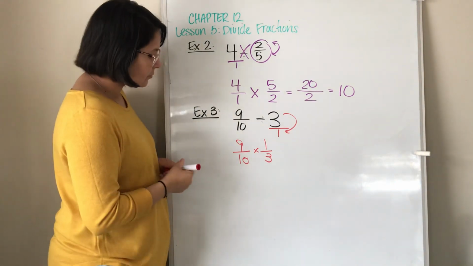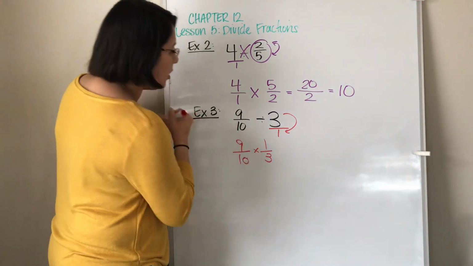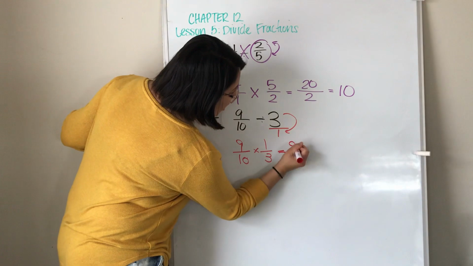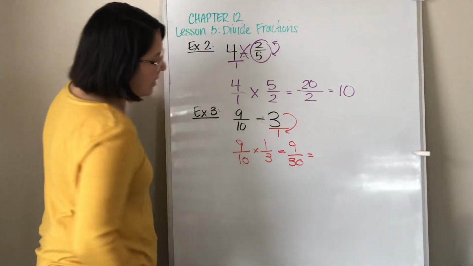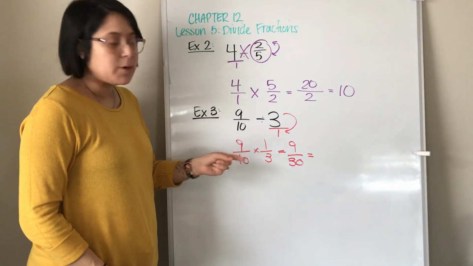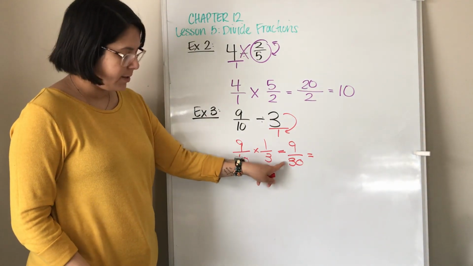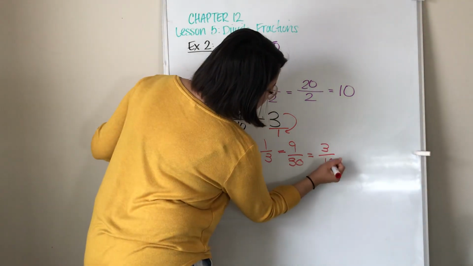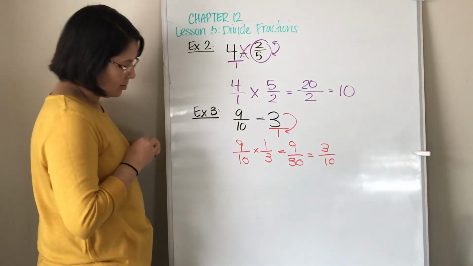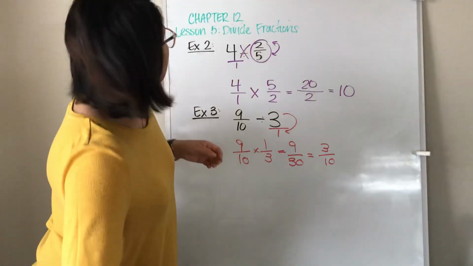So, 9 times 1, 9. 10 times 3, 30. That is not improper, so you don't have to divide or anything, but you do need to simplify there. You got 3/10.